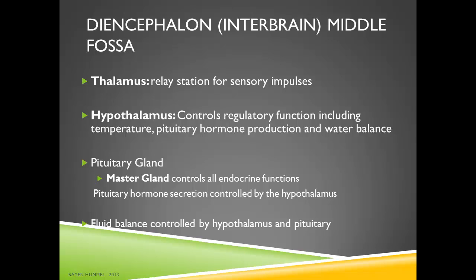The interbrain or middle fossa. Thalamus, a relay station for sensory impulses. Hypothalamus controls regulatory function, including temperature, pituitary hormone production, and water balance. The pituitary gland, the most important gland in the body. Master gland controls all endocrine functions. Pituitary hormone secretion is controlled by the hypothalamus. Fluid balance is controlled by the hypothalamus and the pituitary.